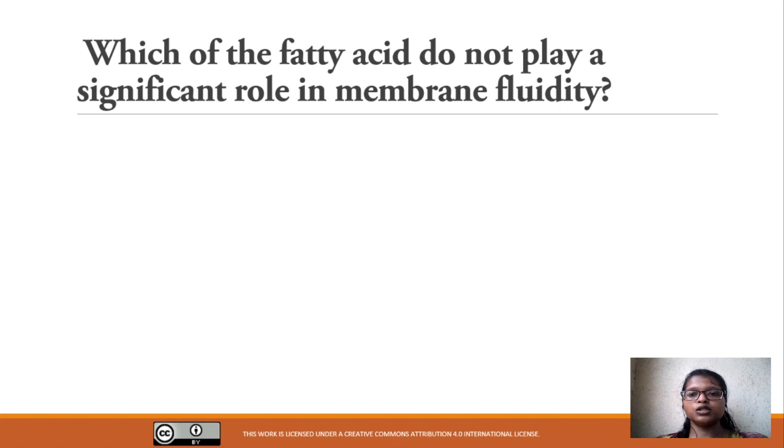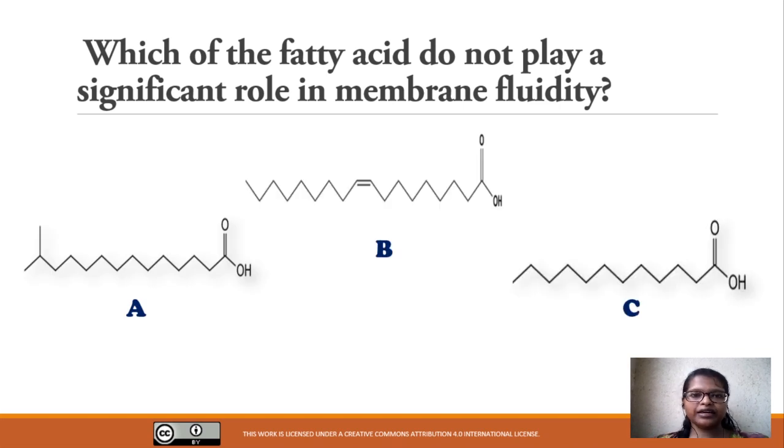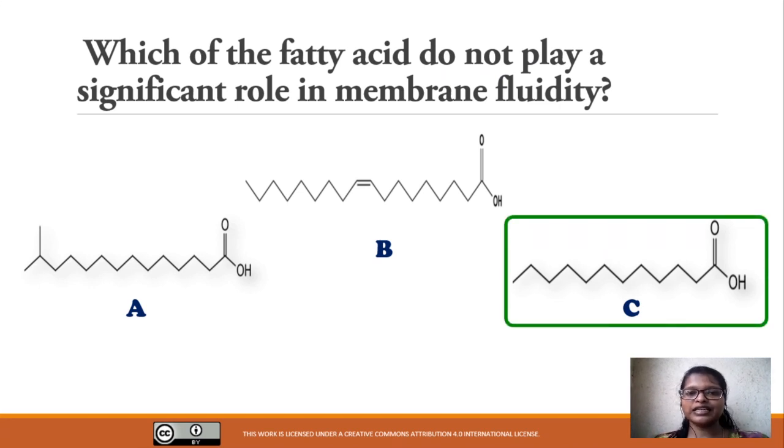Which of the fatty acids do not play a significant role in membrane fluidity? These were the three options given. All three are fatty acids, because all of them have a long chain hydrocarbon and a C double bond OH on one end. We discussed in the last topic that the unsaturated fatty acids and the branched chain fatty acids play a significant role in membrane fluidity. Out of these three options, in option A we can see a branch, so it is a branched fatty acid. In option B we can see a double bond, so it is an unsaturated fatty acid. While in option C, there are no double bonds and no branches, so it is a saturated fatty acid. Hence it does not play a role in membrane fluidity, and so it is the correct answer.